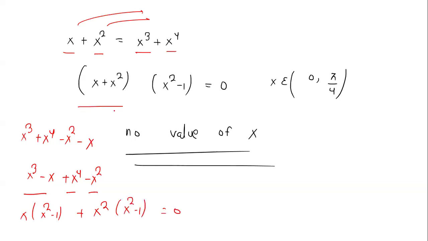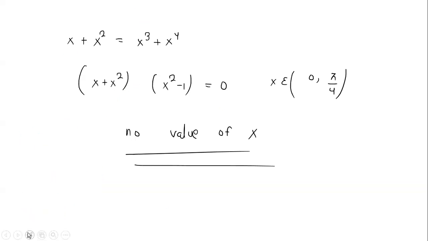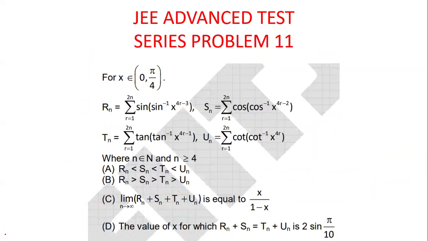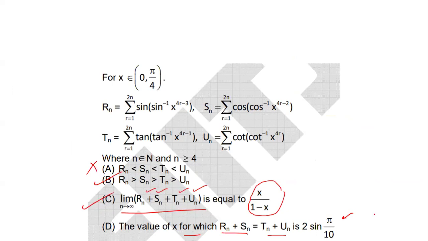So there are two factors. One is x plus x square, and another is x square minus 1, and this product is equal to 0. And x is given to lie between 0 to pi by 4. So you can see that this number is positive, and x is also not equal to 1. So for no value of x this is possible, but in the problem it is given this value is 2 times sine of pi by 10. So this option is wrong, so only B and C are correct options, and in this way we can solve this.